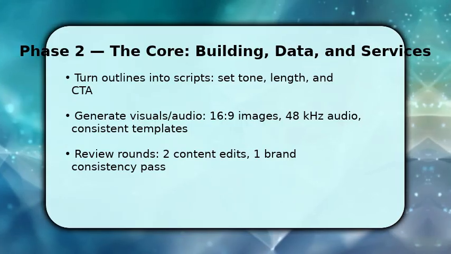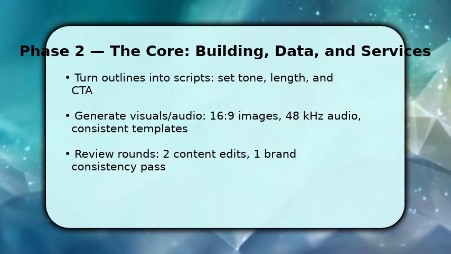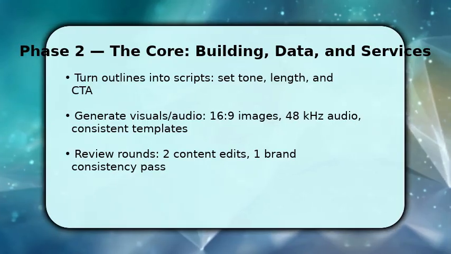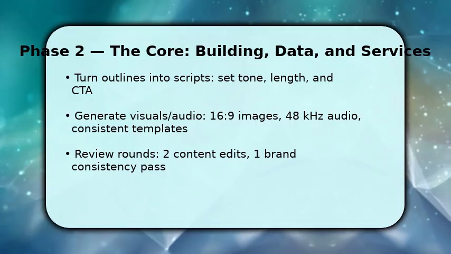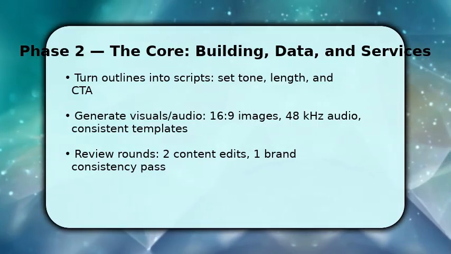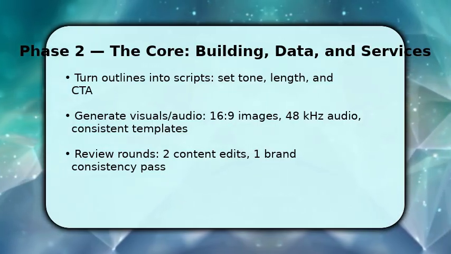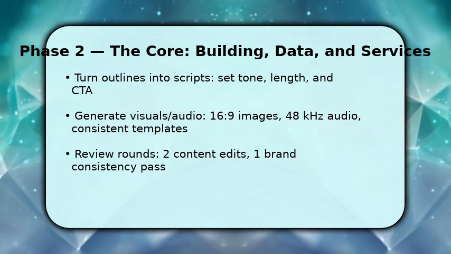Then produce assets. Request 16:9 visuals, 48kHz audio, and template-based layouts to speed assembly. Once assets are ready, iterate. Do 2 focused content edits and 1 pass for brand consistency. Ask the AI to highlight changes and rationale. Make sure to export editable files so you can tweak micro-copy, timing, or color without rebuilding everything.